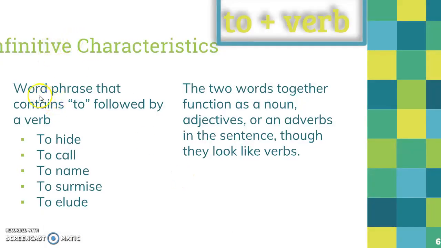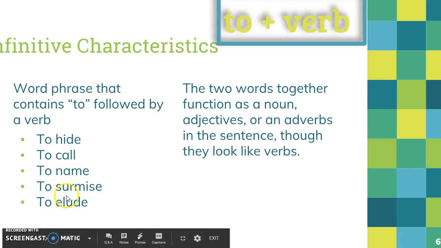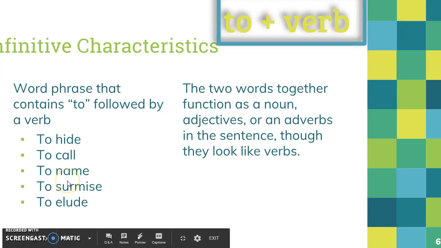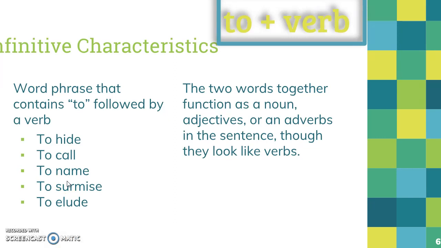Infinitive characteristics. They are word phrases that contain to followed by a verb. So to hide, to call, to name, to surmise, to allude are some examples. Now we've already talked about to as a preposition. So if you have your little blue sheet, the prepositions on there do include to. However, it has to be a direction of some sort. So like to the door, that would be a prepositional phrase. If it's followed by a verb, then it's an infinitive. So they're pretty easy to tell because if you've got a verb after it, you have an infinitive.